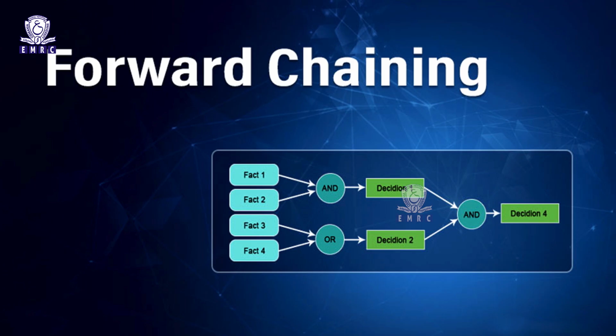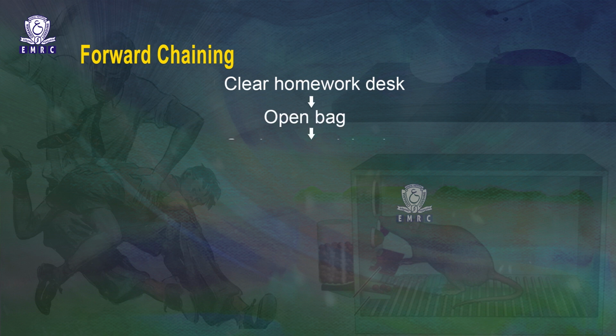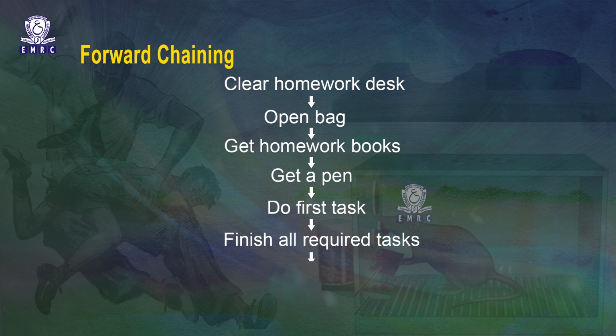Here is an example of forward chaining to help a student learn to do homework tasks. Clear homework desk, then open bag, then get homework books, then get a pen, then do first task, then finish all required tasks, and lastly pack books back in the bag.